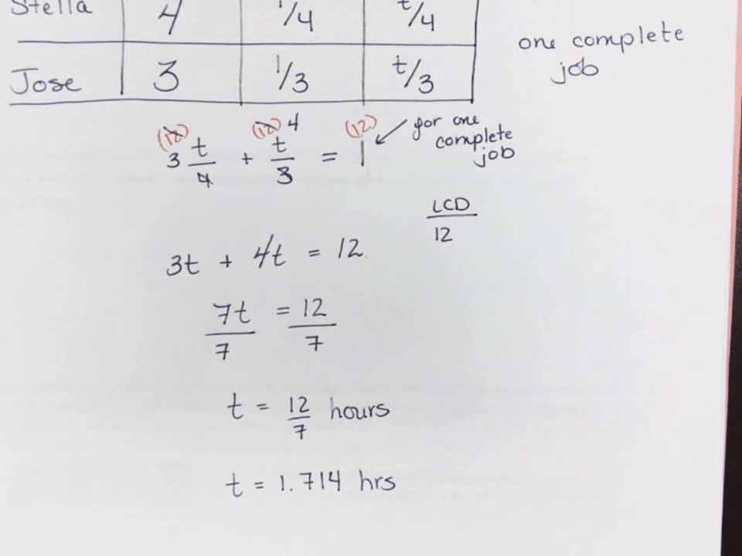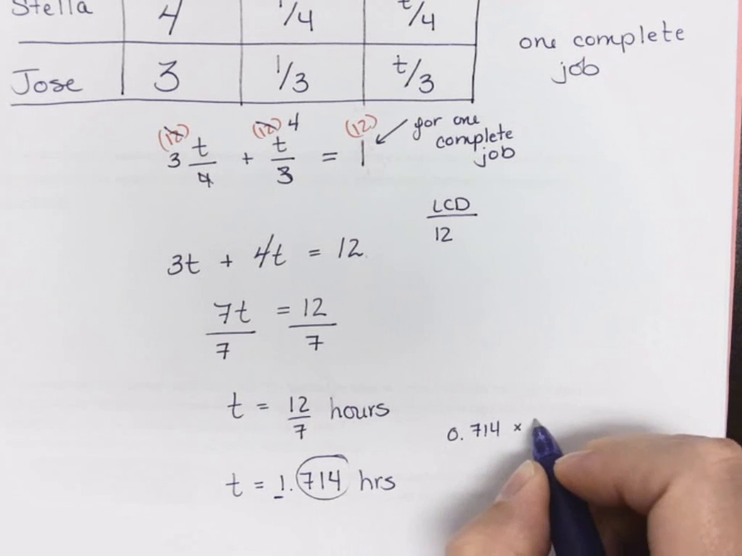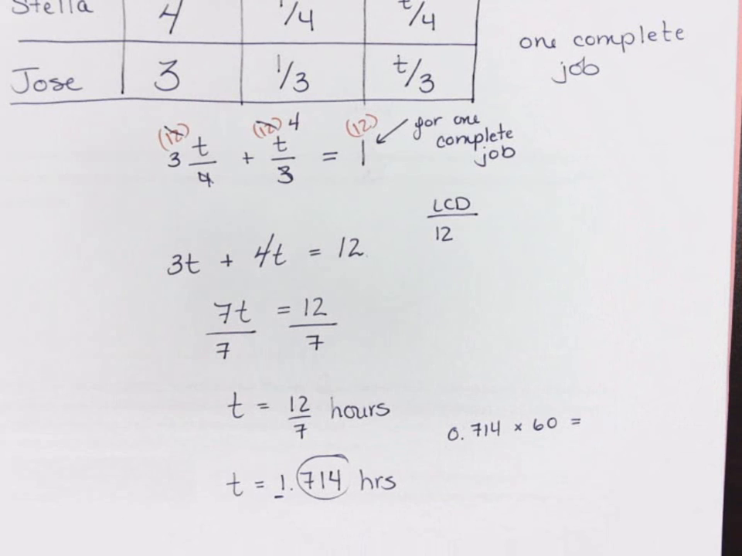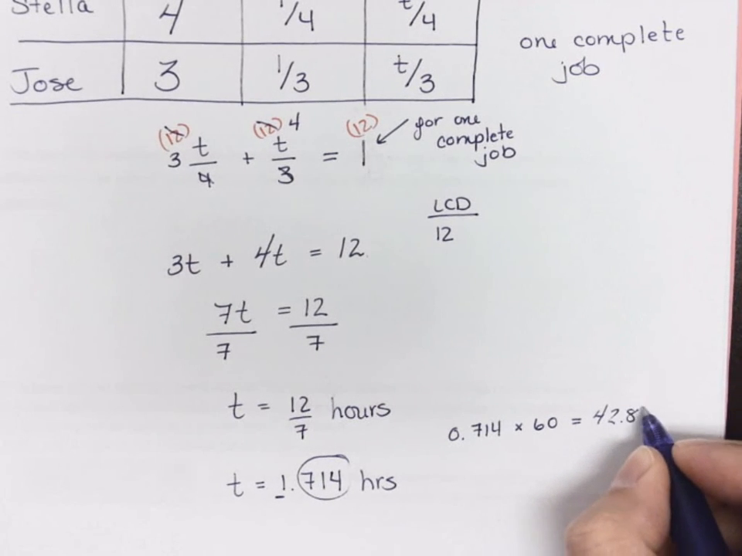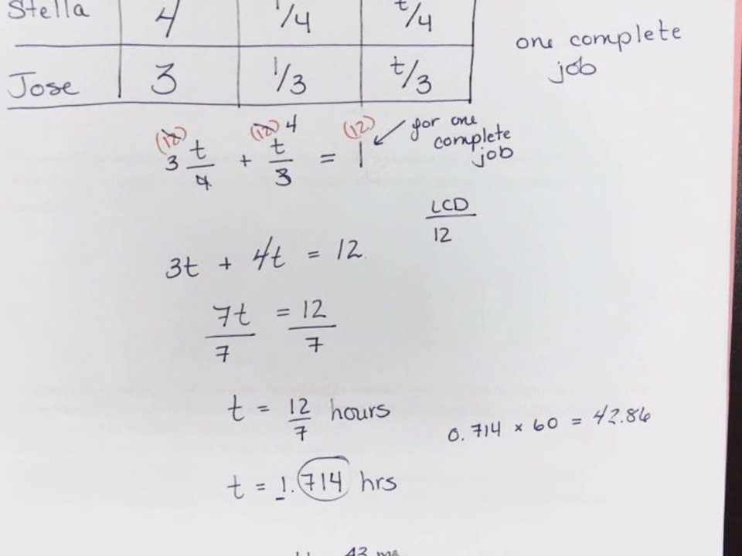So you guys know that it's not 1 hour and 70 minutes, because that doesn't make sense. If I asked you for hours and minutes, you'd say it's 1 full hour, and then we'd take the decimal that's left, 0.714, and times it by 60 to get how many minutes there are. I'm just so used to that conversion that I don't really share that piece. So 0.714 times 60 would be 42.86. So we would have 1 hour, and we'll round it to 43 minutes.